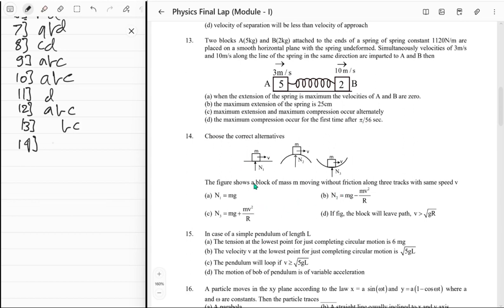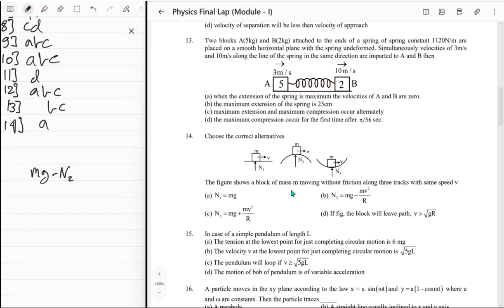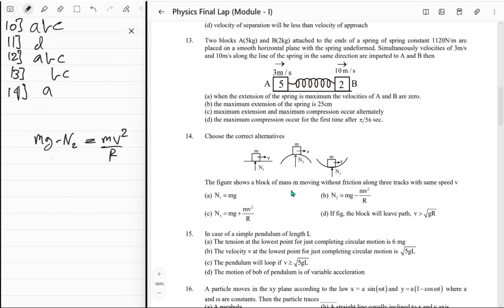So A is correct. And what's happening in 2? It's mg minus mv squared upon r. I mean, yeah, it does have an acceleration like that. So basically mg minus n2, right? That's providing acceleration. That's equal to mv squared upon r. Yeah, so n2 is equal to mg minus mv squared upon r. That's right. So that's b.